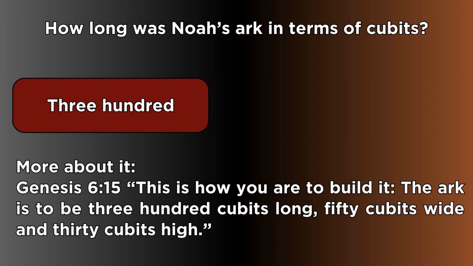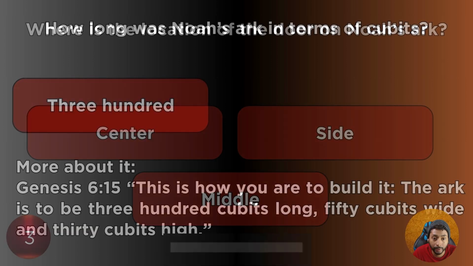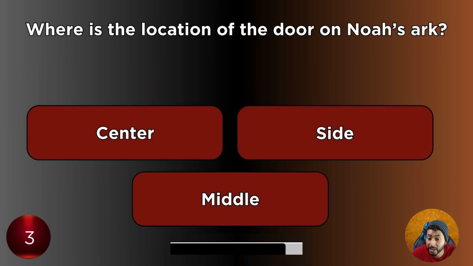300. Genesis 6:15. This is how you are to build it. The ark is to be 300 cubits long, 50 cubits wide, and 30 cubits high. 3. Where is the location of the door on Noah's Ark? Center, side, or middle?